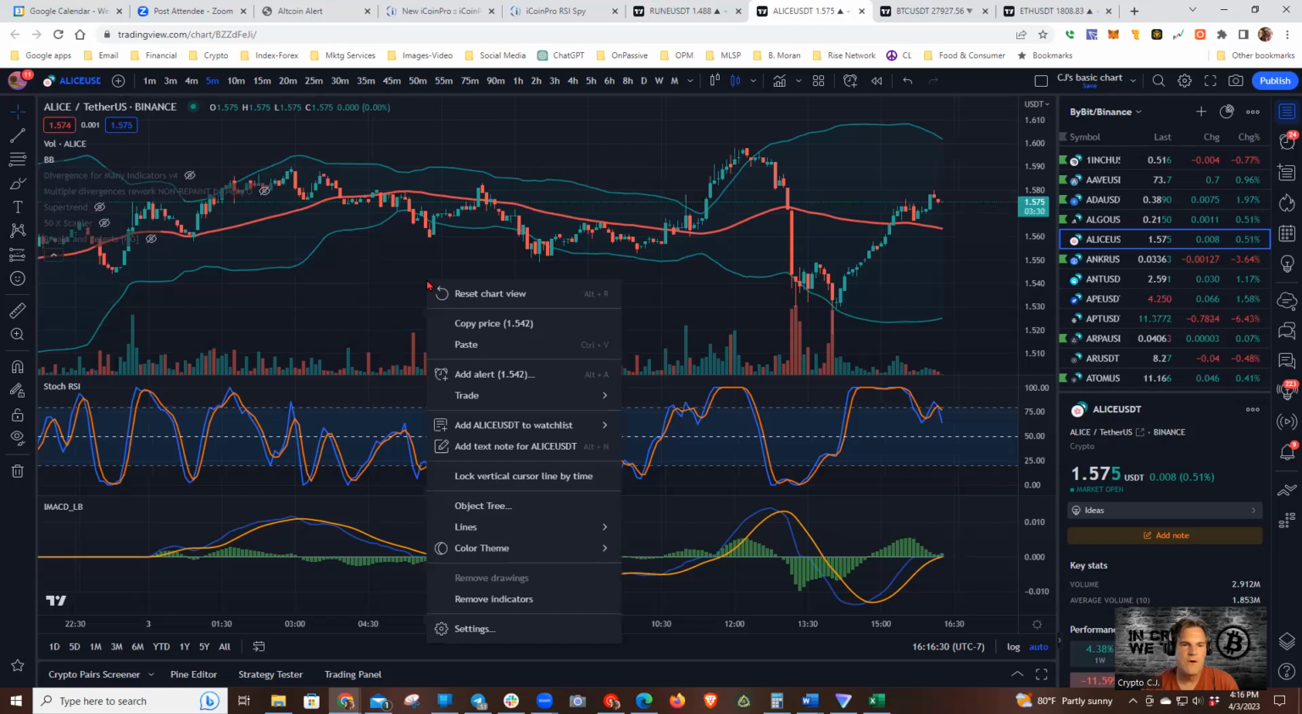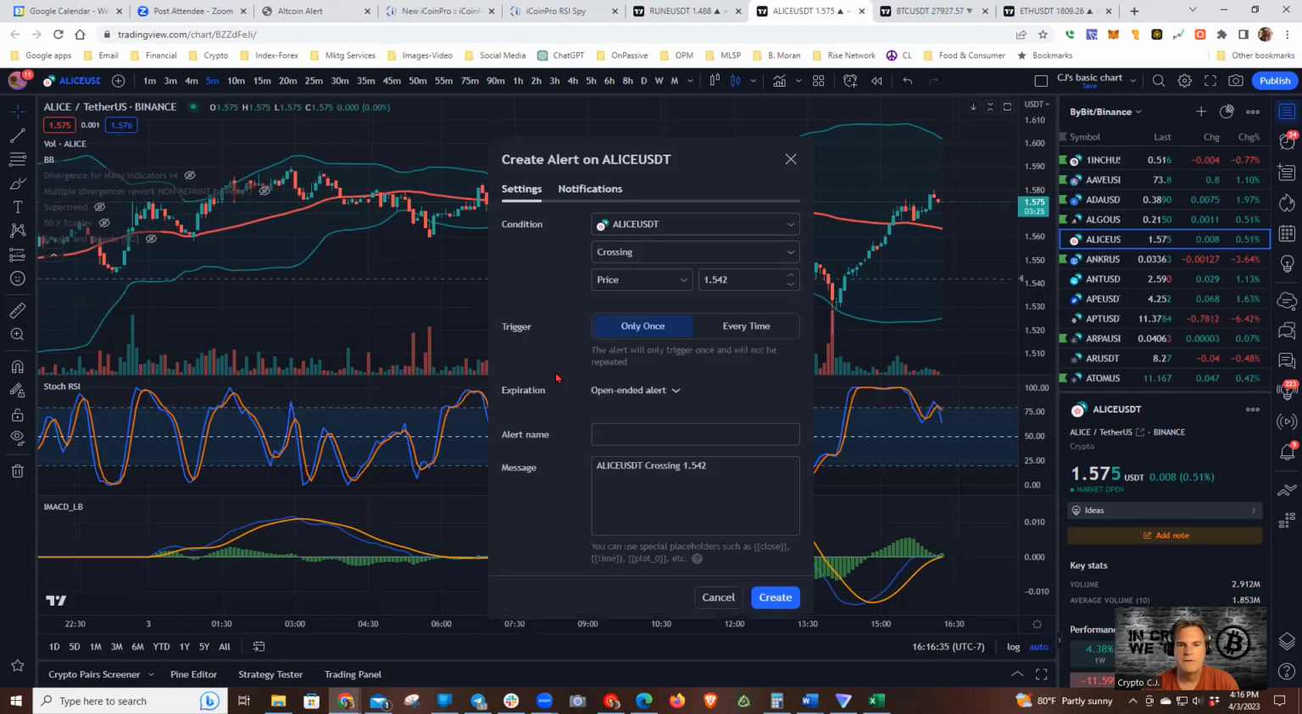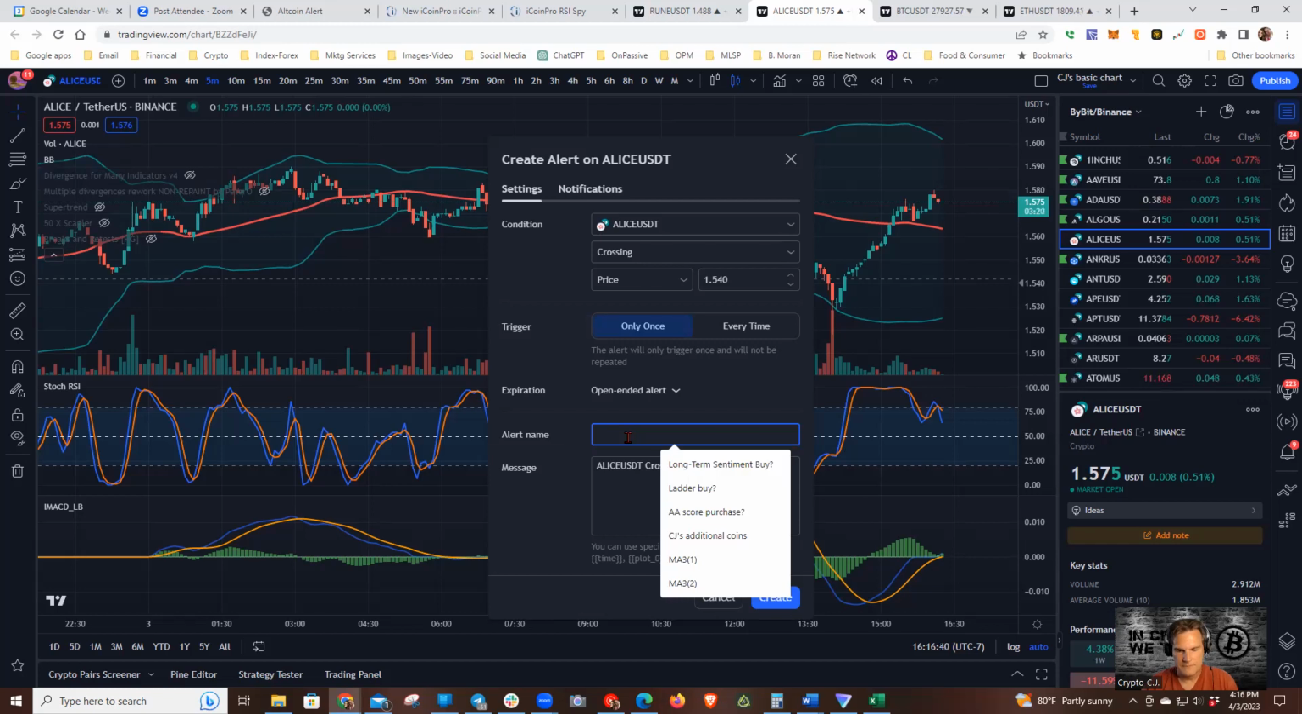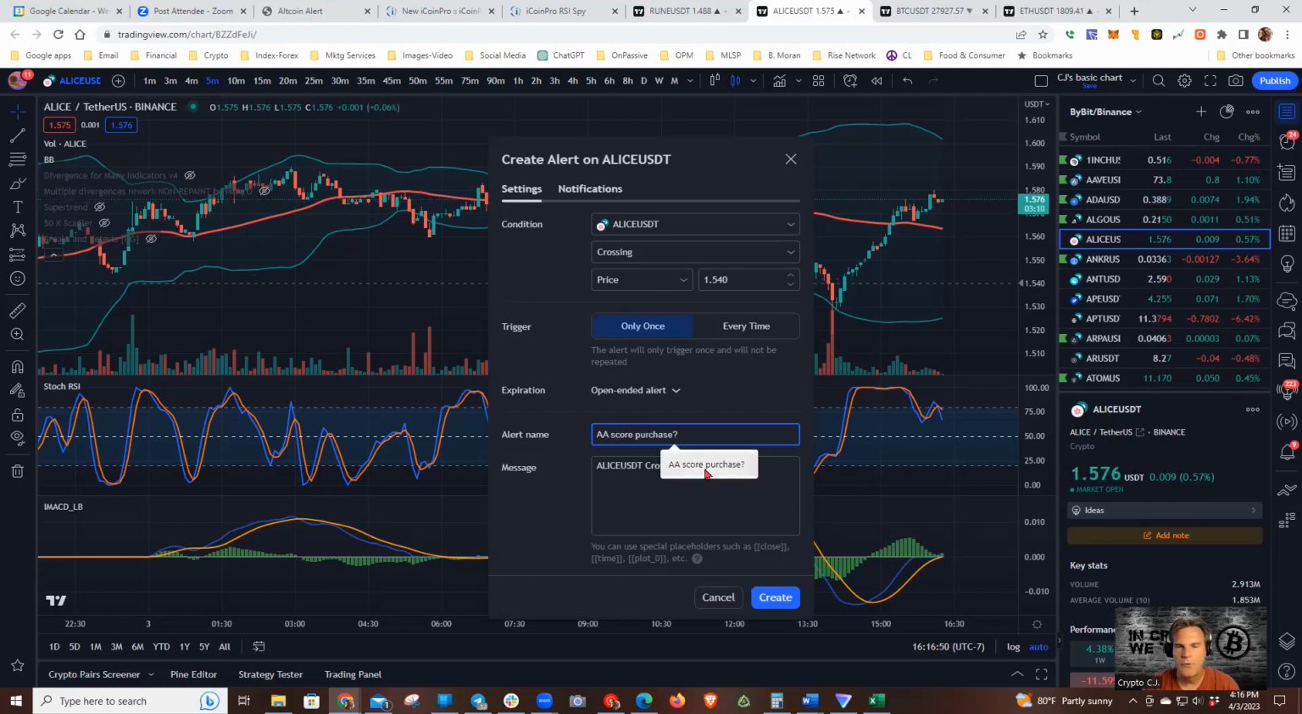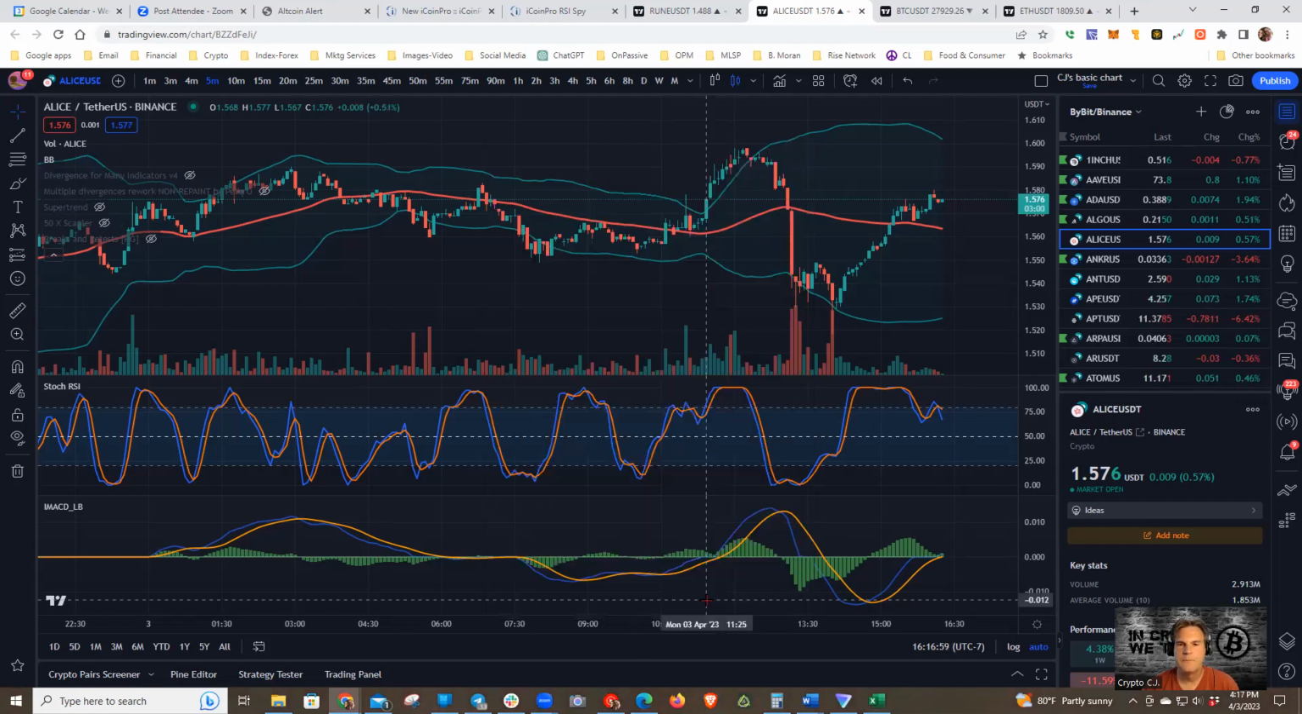We'll say $1.54. I'm going to right click on the chart, add an alert here, 1.54, and then AA score purchase. If I type in AA score, this will come up since I've used that name before for my alerts. I like to use the information source for the alert name. So that's how you do that. That's not my favorite way to do alerts. I prefer 15-minute charts and certain indicators on those charts.